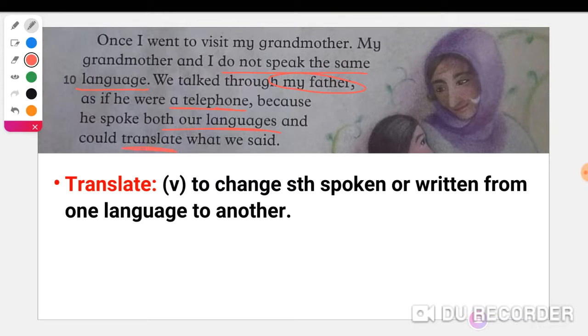Translate is a verb. Translate is a verb, means to change something spoken or written from one language to another. For example, from English to Arabic or from Arabic to English, okay? So copy this new word, please.